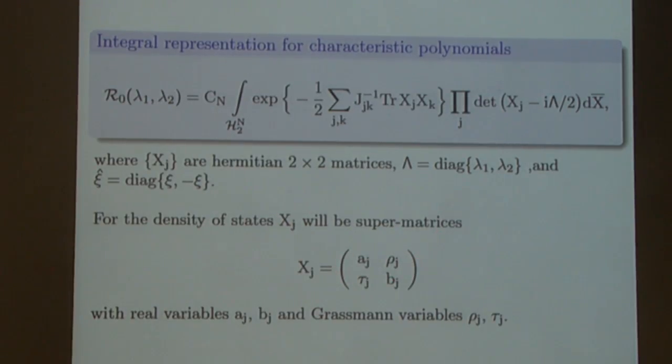For the second correlation function, you have the same structure, but this Aj, rho j, Bj, and tau j will be 2 by 2 matrices. So Xj is a 4 by 4 matrix with 2 blocks of 2 by 2 usual matrices, and rho j and tau j are 2 by 2 Grassmann matrices. So each matrix has 8 Grassmann variables. That is what we have generally.